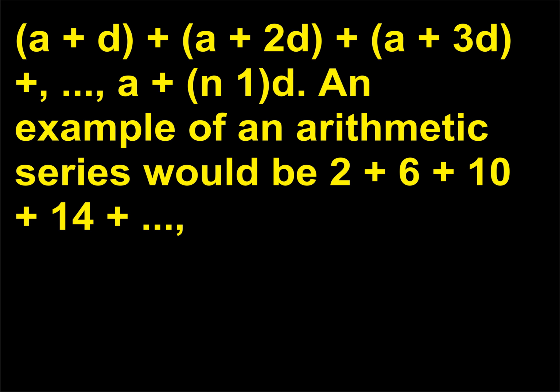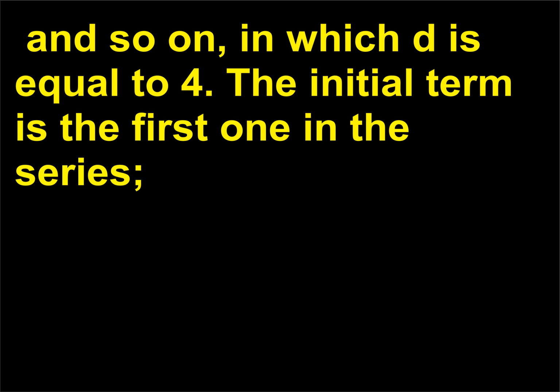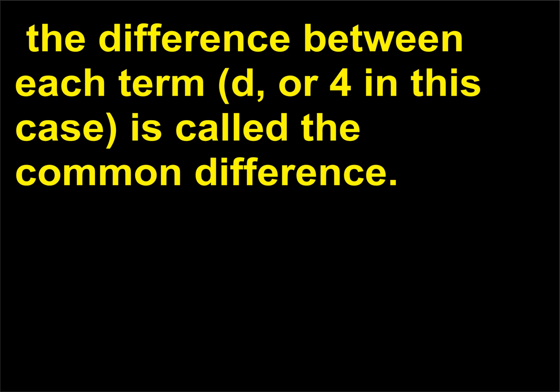An example of an arithmetic series would be 2 plus 6 plus 10 plus 14 plus, and so on, in which d is equal to 4. The initial term is the first one in the series. The difference between each term, d, or 4 in this case, is called the common difference.